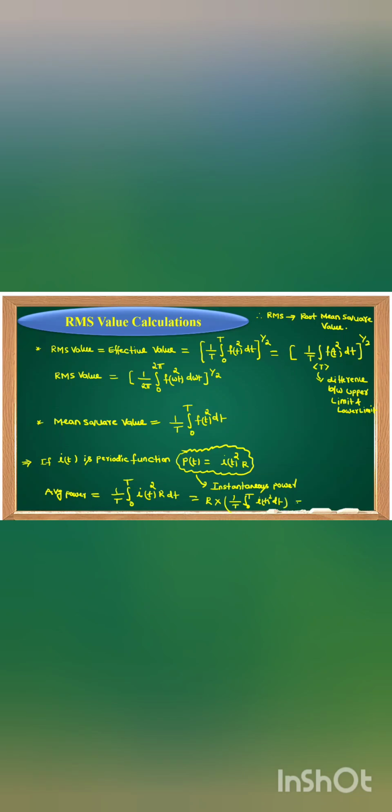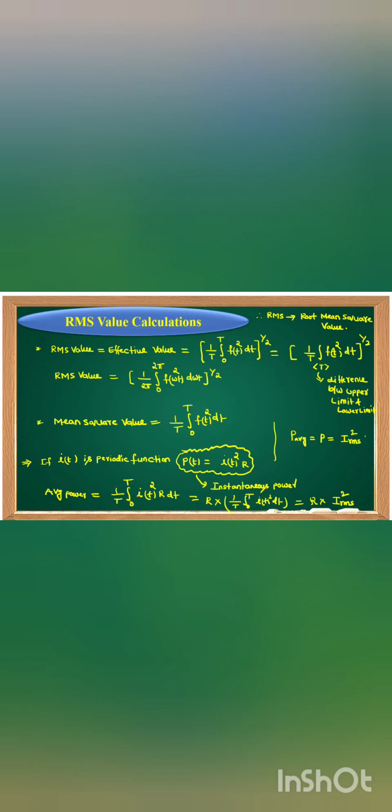What does this value indicate, friends? Is it a root mean square value or mean square value? It is the mean square value of current. Therefore, R into I RMS square. Therefore, average power equals I RMS square into R.